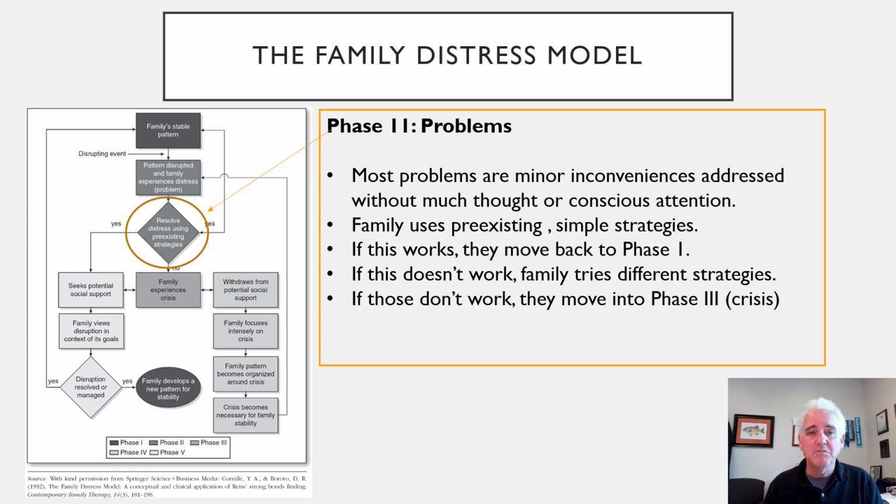Now, if this works, then they go back to phase one, their normal predictable patterns. If it doesn't work, then they have to try some different strategies to deal with the problem. They have to kind of flex the way they've always done things to adjust to this disrupting event. Now, if those don't work, and the problem continues or gets worse, then they're going to move into phase three, which is the crisis. So let's now turn to phase three, the family experiences crisis.